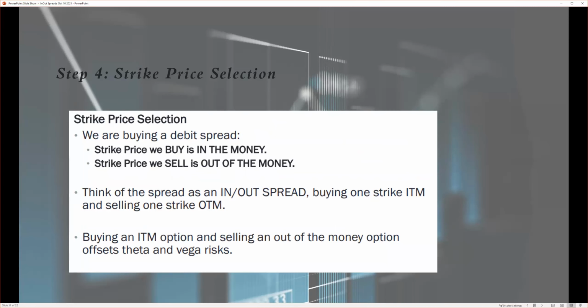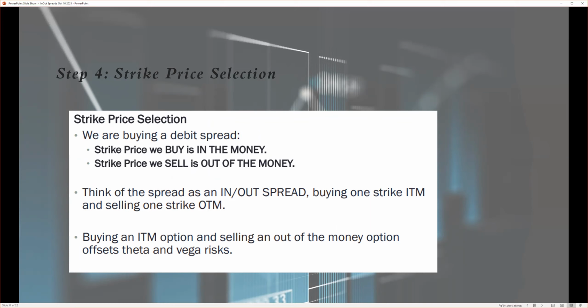Step 4, strike and price selection. For the strike price selection, we are buying a debit spread. The strike price we buy is in the money. Not at the money, in the money, right? At least one strike in the money. And the strike price we sell is out of the money.